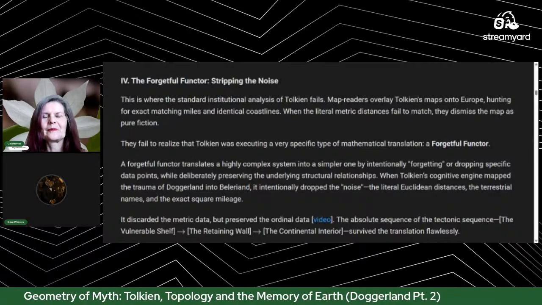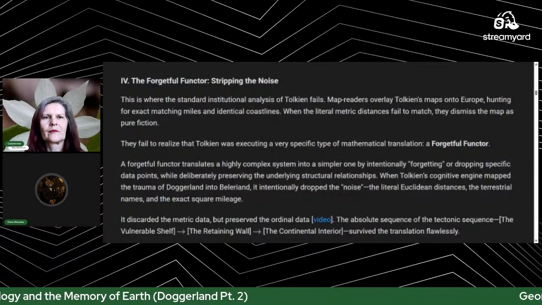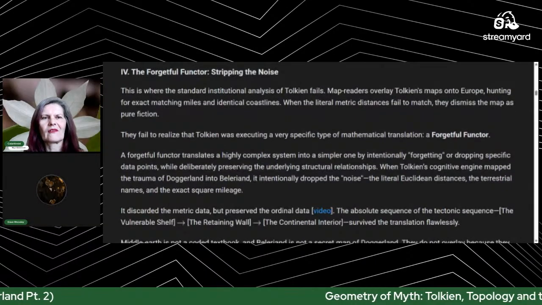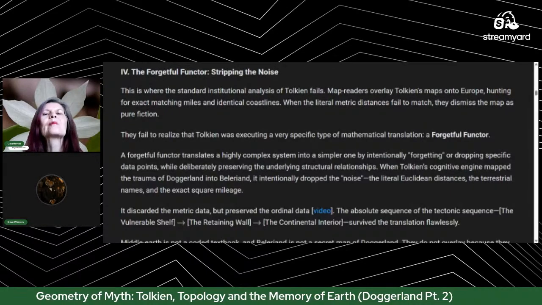So the forgetful functor, stripping the noise. This is where the standard institutional analysis of Tolkien fails. Map readers overlay Tolkien's maps onto Europe, hunting for the exact matching miles and identical coastlines.